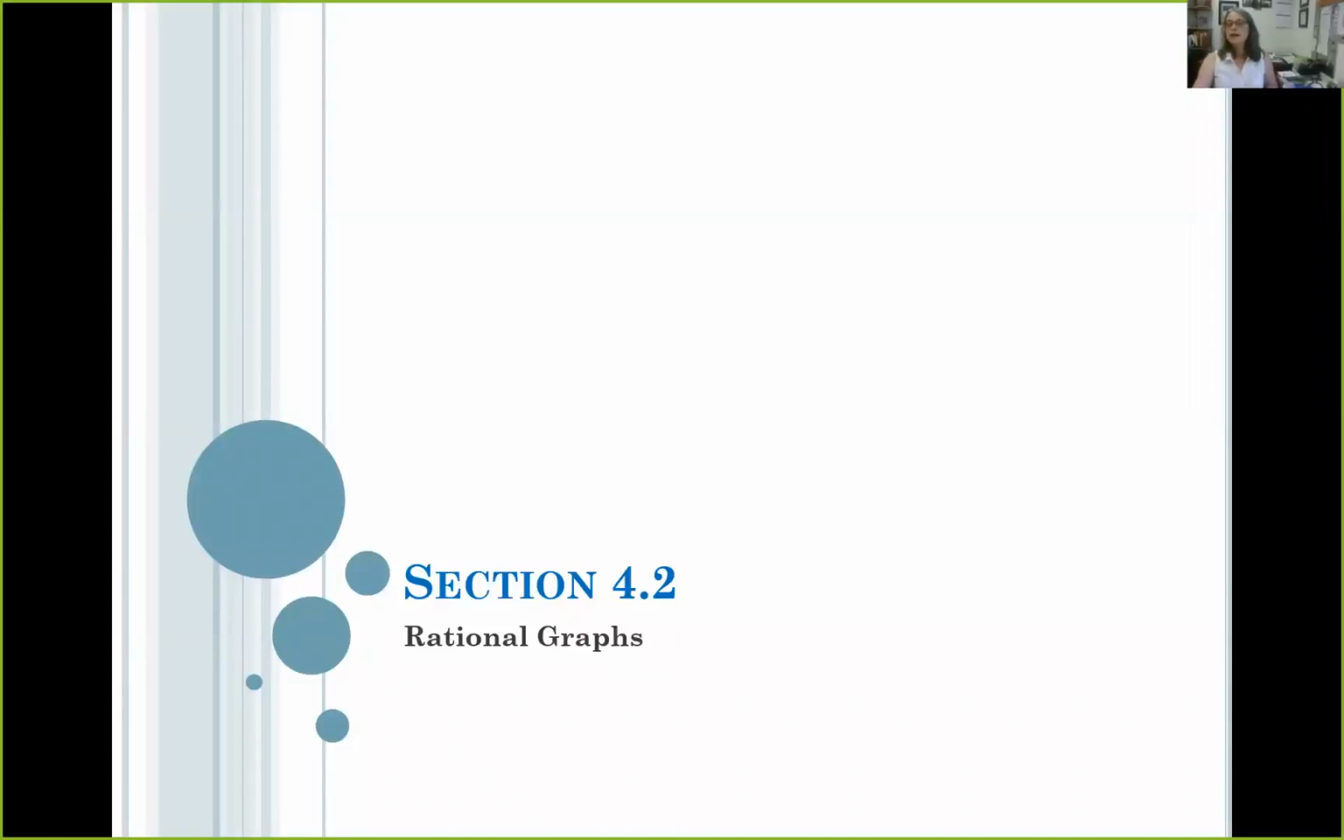Right, welcome back to a Math 111 lecture. We're going to talk about rational graphs. This is section 4.2 of your text.